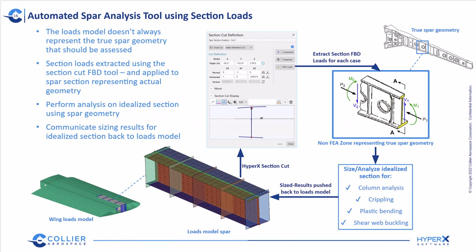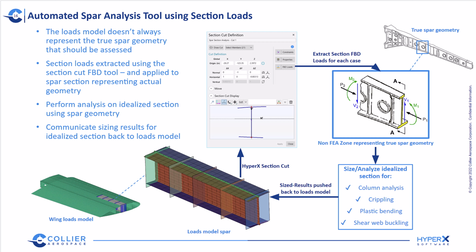So to put us all on the same page here, a traditional spar analysis requires section loads. And these section loads typically account for the loads in the spar webs, the spar caps, and some of the skin elements on either side of those spar caps on the top and the bottom. All of these loads are considered built-up beam loads in a traditional stress analysis sense. Using the section cut loads, you're able to do things like column analysis, crippling, plastic bending, all of these methods that HyperX already offers on a section level.